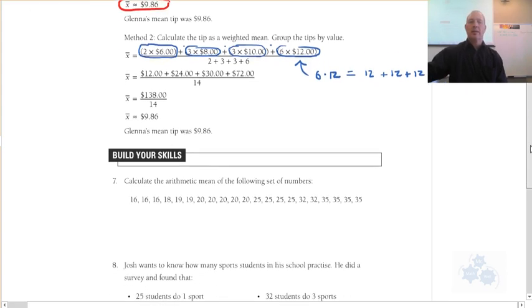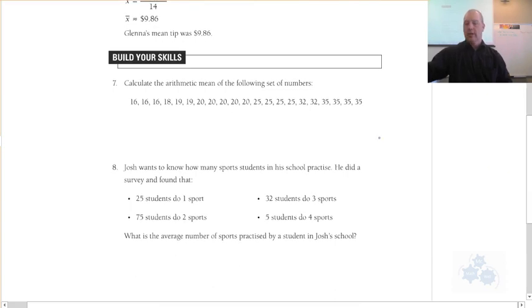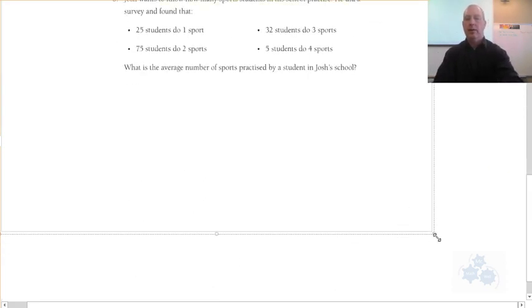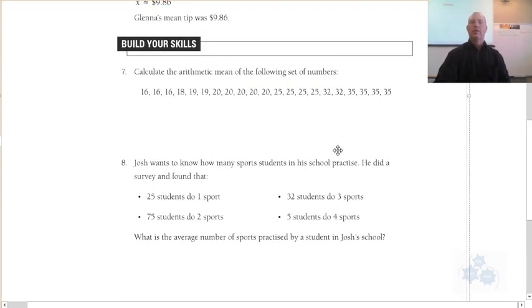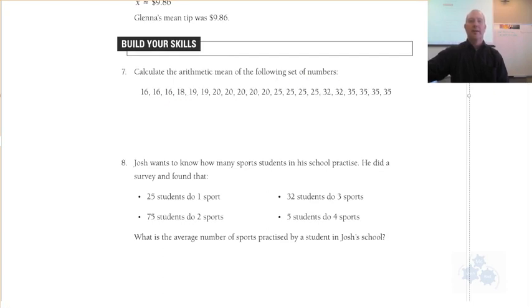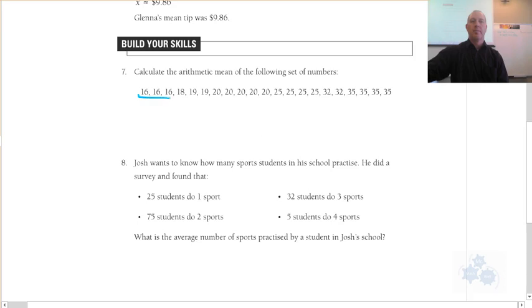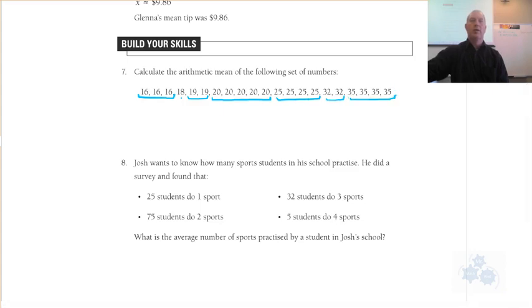So let's practice this in one of the Build Your Skills questions. Let me zoom in a bit. So number 7, let's do number 7 together. It says calculate the arithmetic mean of the following set of numbers. Well, there's lots of repeats here, so let's do the shortcut way. There's only one 18. Okay, fine, there's 2 19s. Oh, there's a whole bunch of 20s and so on. So we're going to group all these together, and we're going to save ourselves some time.